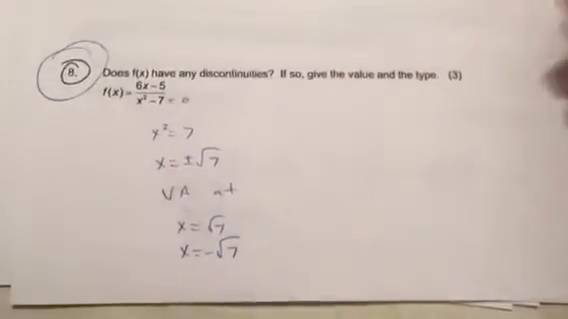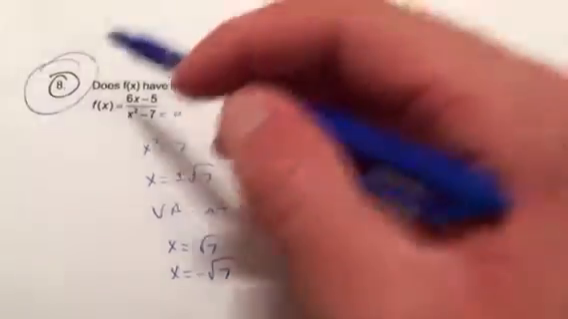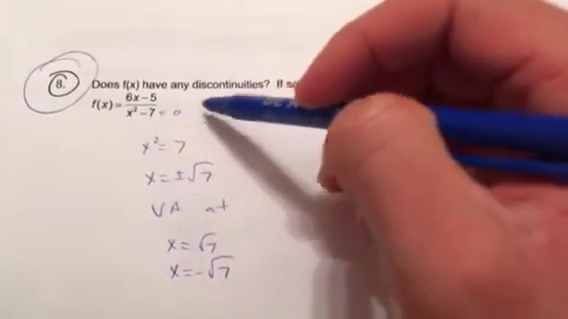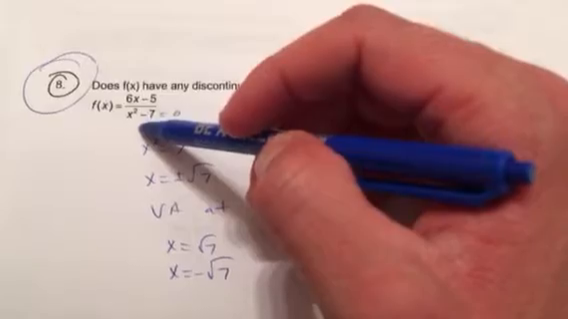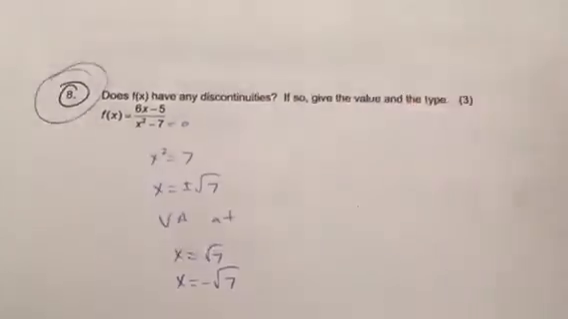And guys, on this one, nothing's going to cancel, so simply set the denominator equal to 0. You have discontinuous points because you have two vertical asymptotes. X squared minus 7 equals 0, x squared equals 7, plus or minus root 7.